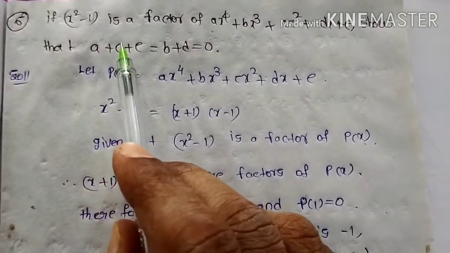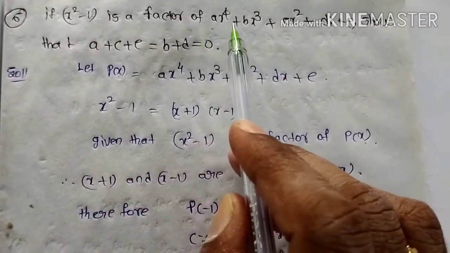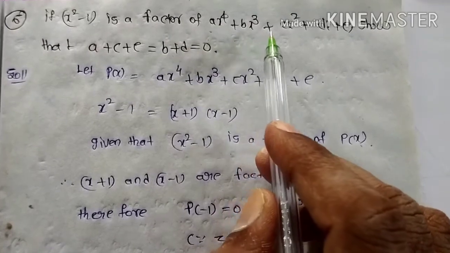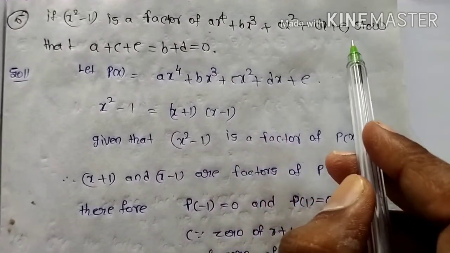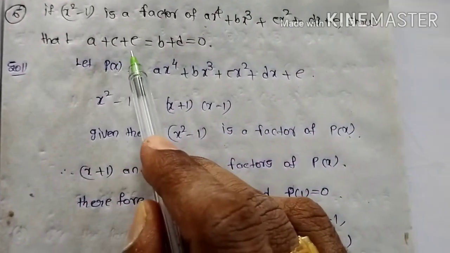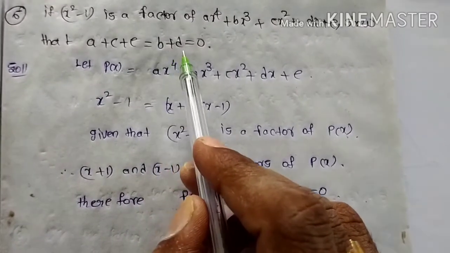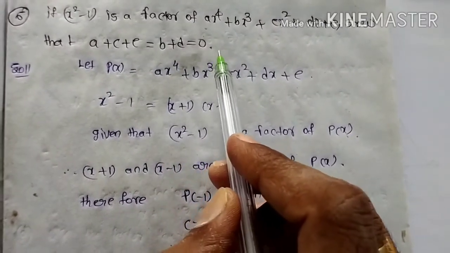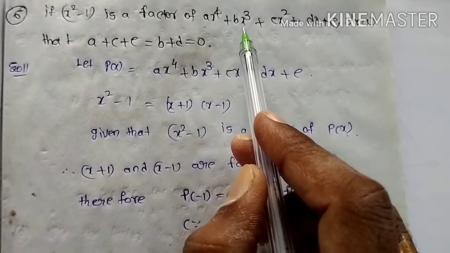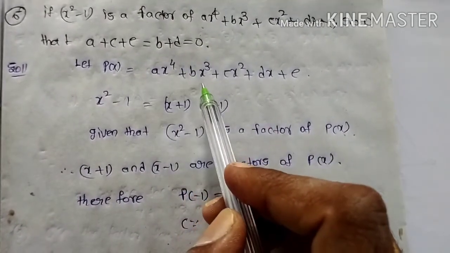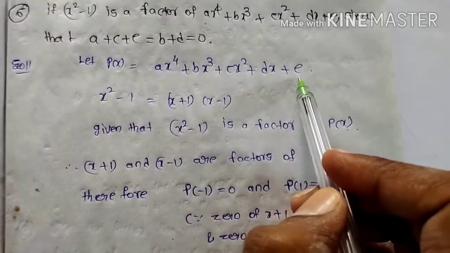If x square minus 1 is a factor of x power 4 plus bx cube plus cx square plus dx plus e, show that a plus c plus e is equal to b plus d is equal to 0. First I am taking here: let p of x is equal to x power 4 plus bx cube plus cx square plus dx plus e.